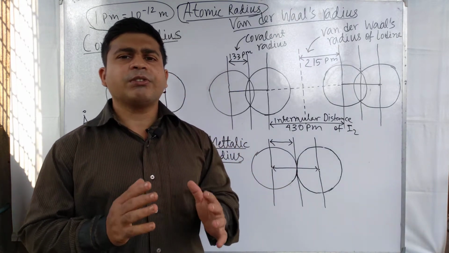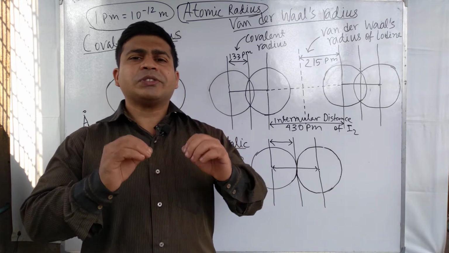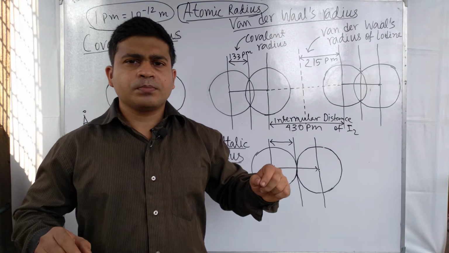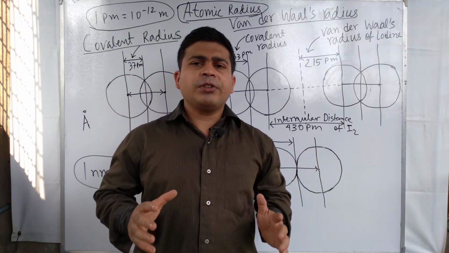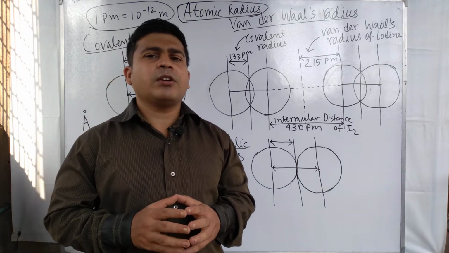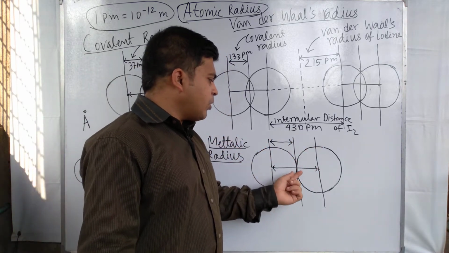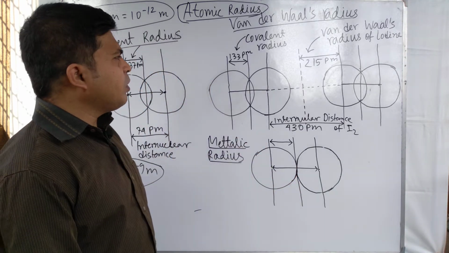Atomic radius is the distance between the outermost shell of an atom and the nucleus of the atom, because if we consider the atom like a sphere, then the radius between the outermost shell and the nucleus is the atomic radius.